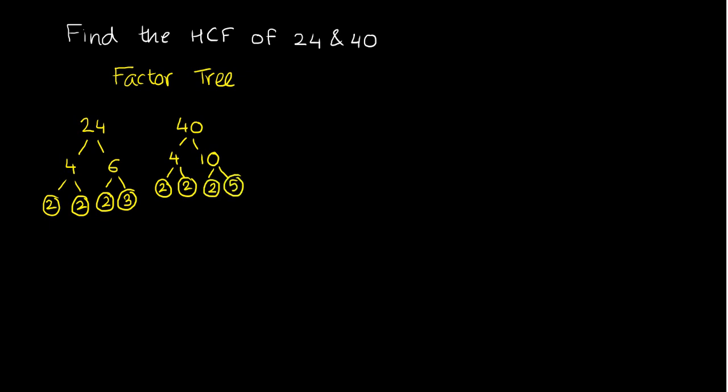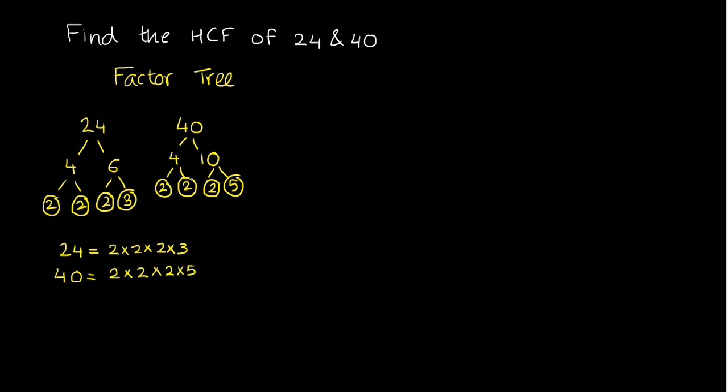So I'm gonna now list my numbers. 24 can be written as 2 times 2 times 2 times 3. 2 times 2 is 4, 4 times 2 is 8, 8 times 3 is 24. Right, we're gonna go on to 40, which can be written as 2 times 2 times another 2 times 5.